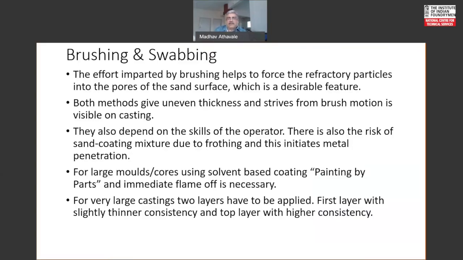and then give a top layer. We have an example of a very large casting as we go further in this lecture.